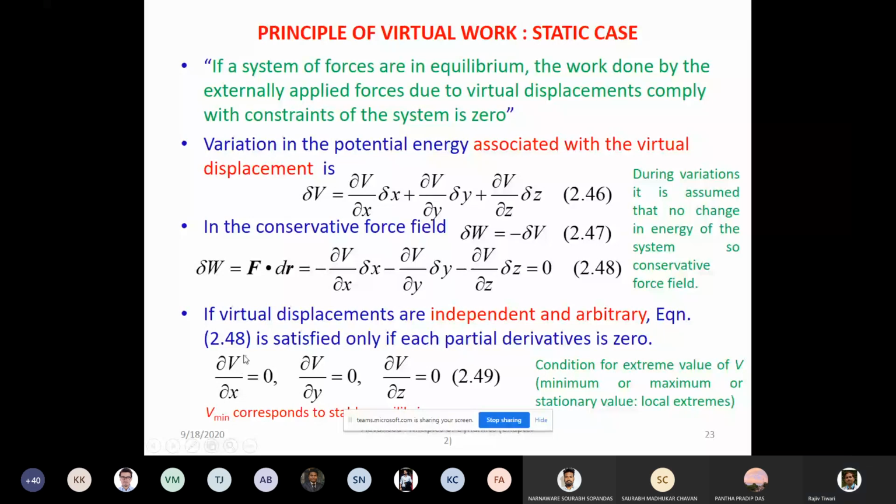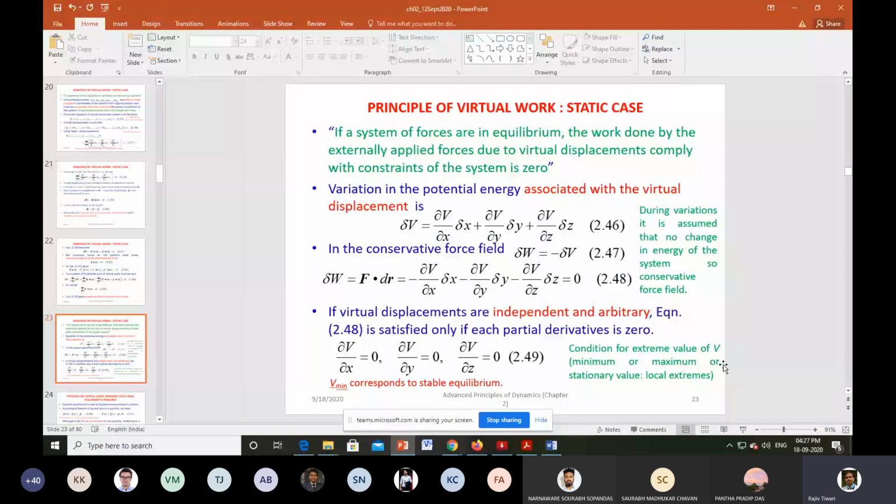potential energy. Extreme value means it can be a minimum or maximum or the stationary value, the so-called local extremes. But when the potential energy is a minimum, that is the stable equilibrium. This stationary value may not be stable equilibrium.